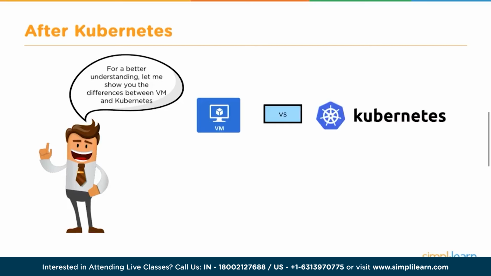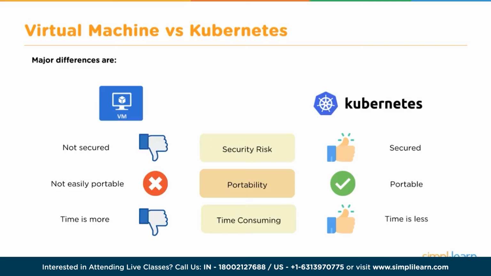So let's go through and look at the differences between a virtual machine and Kubernetes. We've got a few here that we want to highlight, and you'll get an understanding of what the differences are between the two. So first of all, with virtual machines, there is inherently security risks.